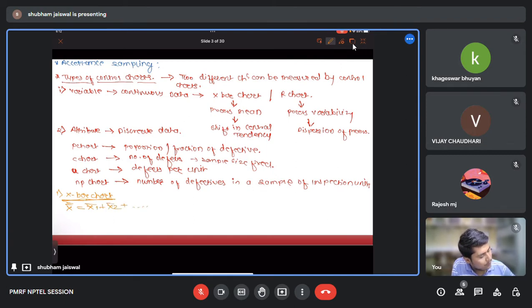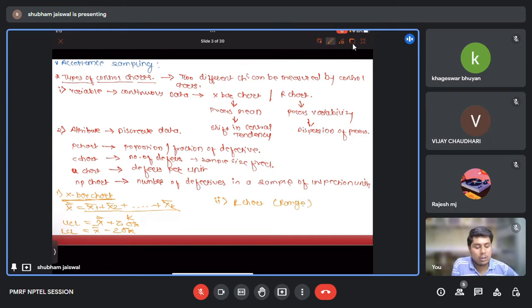Where X bar is nothing but the mean. So the upper control limit is nothing but... So this is for the X bar chart, okay, and we use the X bar chart for variable data or continuous data.